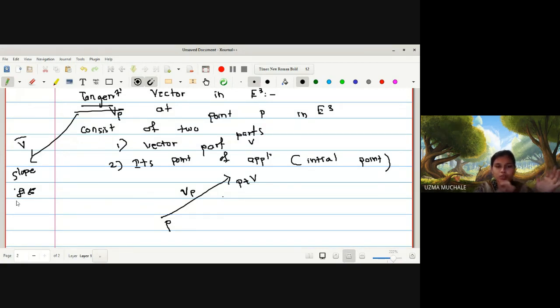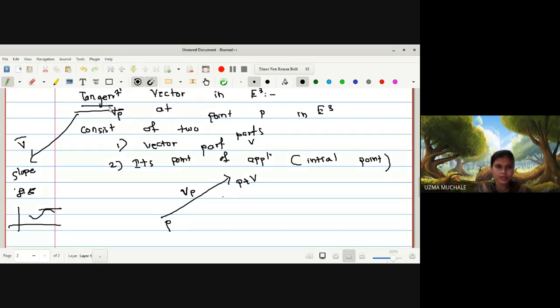So don't assume this to be a slope of a tangent, because the slope of a tangent exists only when you have some function. Suppose we have some function, then only we can find the slope of a tangent at that point. But here, it is simply a vector part with some point of application. It starts at P and ends at P plus V. Initial point, and terminal point P plus V. It started from P, that's why P plus the vector part, and hence it is called P plus V. Okay, and it is denoted by V suffix P.